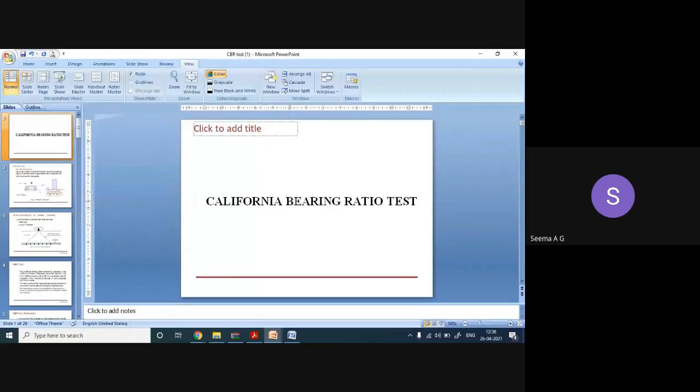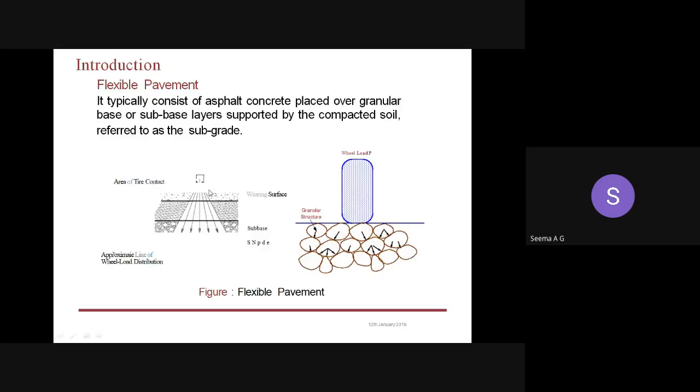see, California bearing ratio test, something related to the bearing capacity of a material. And this experiment is done on soil when you consider the flexible pavement, flexible type of road construction. We are having different layers. From the bottom, we have the subgrade, then subbase, base course, and the topmost surface layer. So we have various layers, and the subgrade is made with soil. So the properties of the soil also affect the strength of the pavement, mainly flexible pavement.